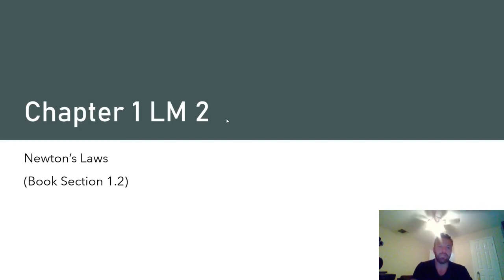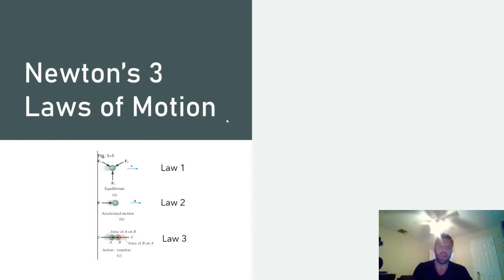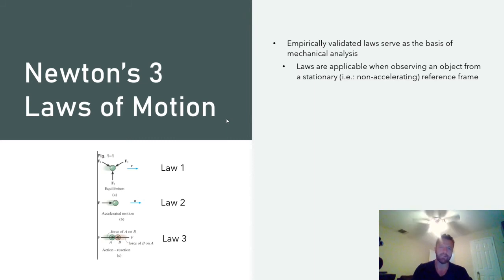For this learning module, we'll look at Newton's three laws of motion along with the law of gravitation. One thing I wanted to say is this isn't a physics course, so we don't have a lab component, but if we did, we could actually take data and verify each of these three laws. That's what it means to be empirically validated.